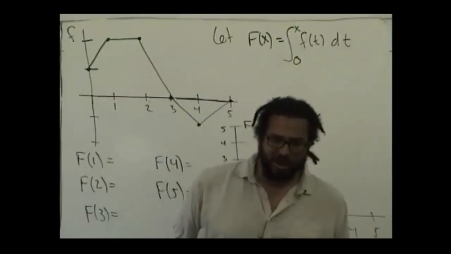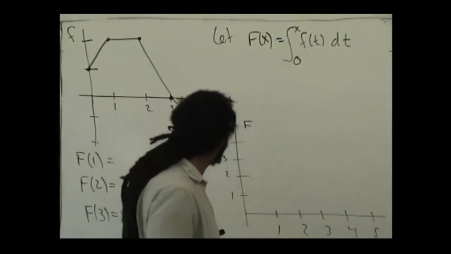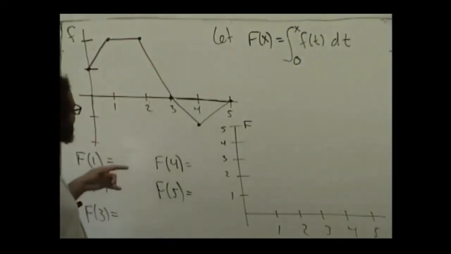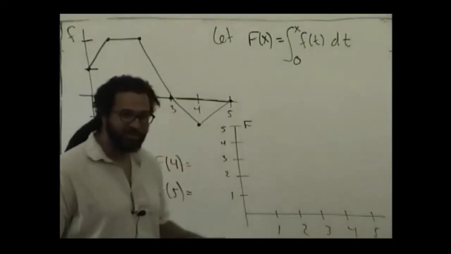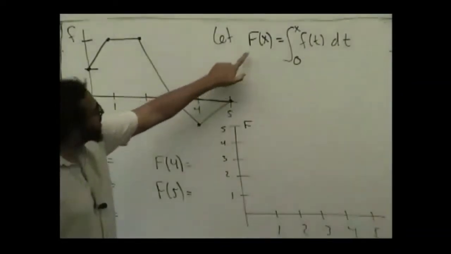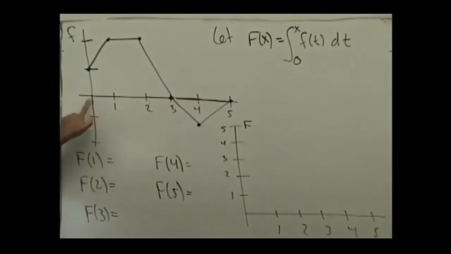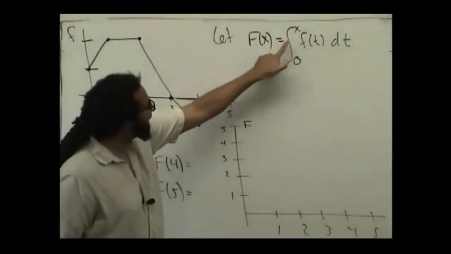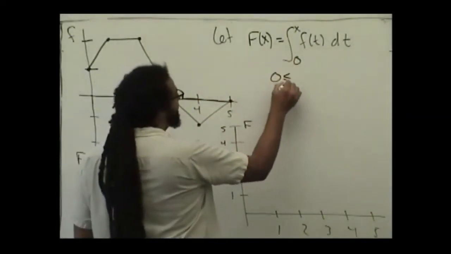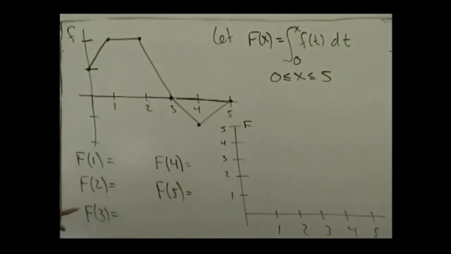All right, let's look at a graph of a particular function and then see what the accumulation function looks like. So here's a basic piecewise defined function, f, and it's got linear pieces, so we'll be able to compute the area pretty easily. So remember, capital F is the definite integral. In this case, we'll start at 0, and then we will stop at 5. So x can be anything between 0 and 5. Okay, so let's evaluate a couple points.